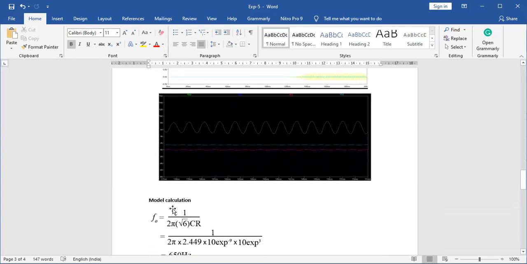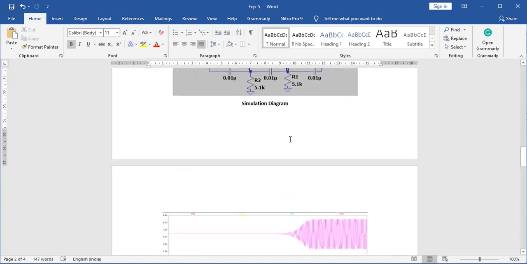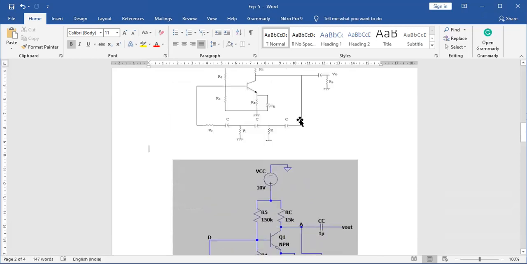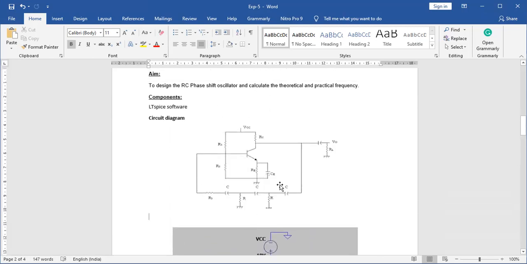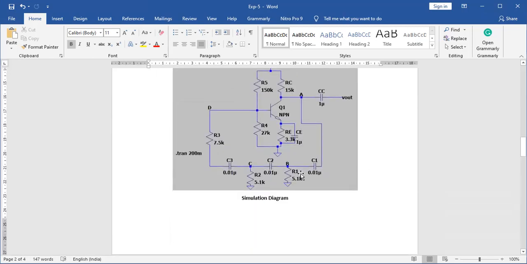For the theoretical frequency calculation, use the formula f0 equals 1 by 2 pi RC root 6, where R and C are the resistor and capacitor in the feedback network. Here the feedback network resistor is 5.1 kilo ohm and the capacitor is 0.01 microfarad. Using these two values, you can calculate, with R1, R2, R3 alone.